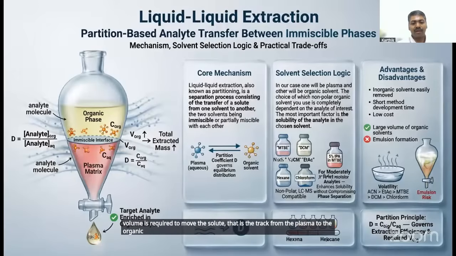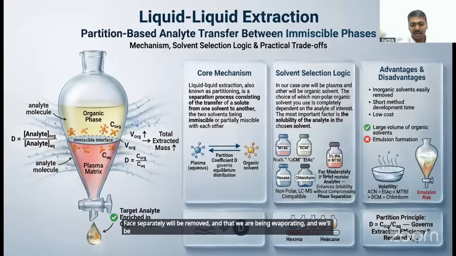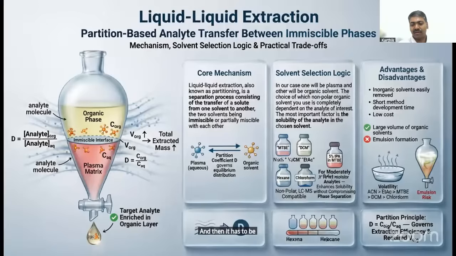That much volume is required to move the solute, that is the drug, from the plasma to the organic phase. That organic phase will be removed separately and evaporated. For that, we select only volatile organic solvents, because once the solute has moved to the organic solvent, the supernatant has to be removed and then evaporated, and for that it should be volatile in nature.